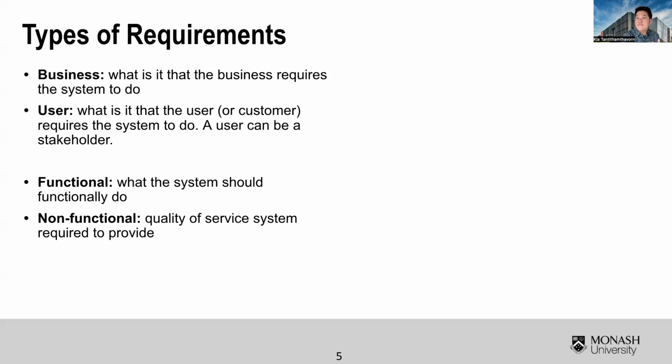But from the system perspective, from the software perspective, there are two types. The first one is a functional requirement, and the second one is a non-functional requirement. Functional is self-explanatory by itself. It means what the system should functionally do. Okay, that's the functional requirement.